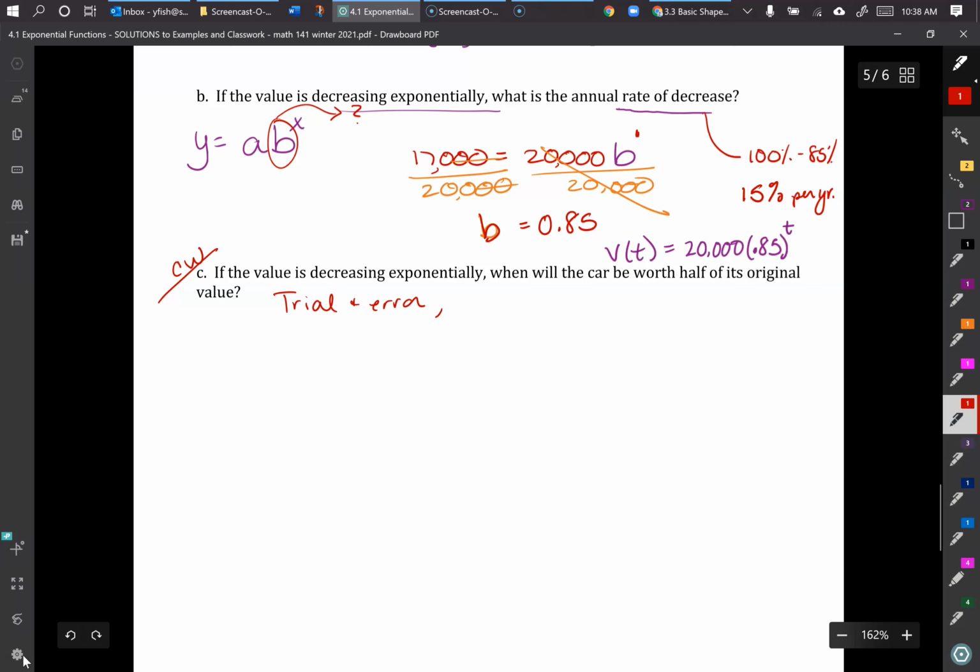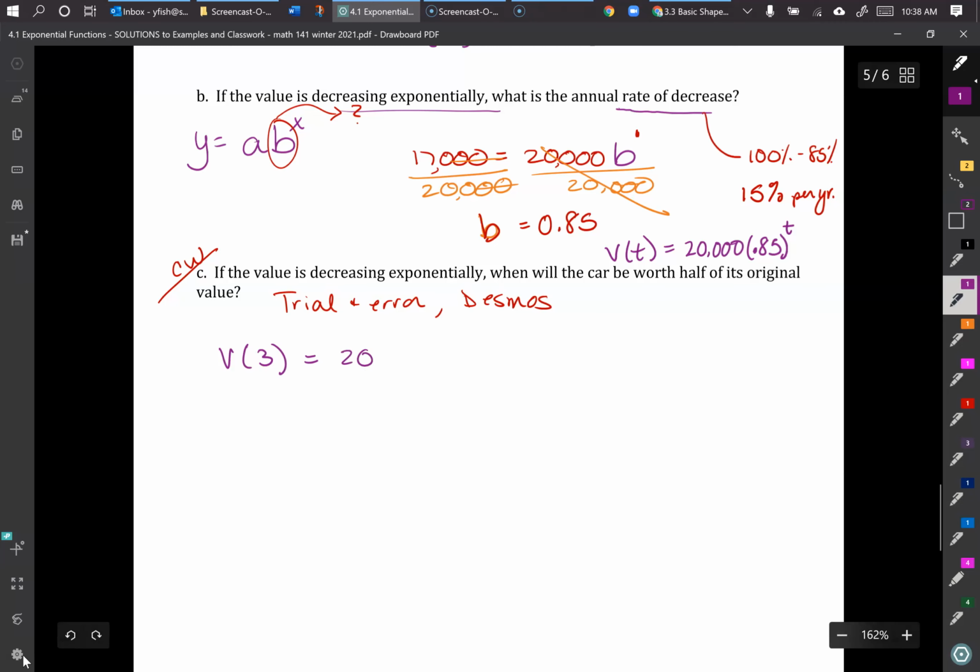You could use Desmos or some other app. Okay, so trial and error, you would just pick some values. I might start with the value at 3. So I'm going to do V of 3 when t equals 3. So go ahead and plug that in to your function.